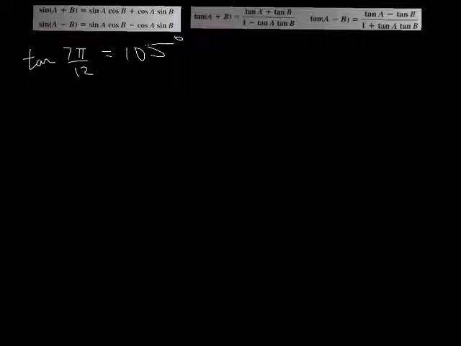You learn these little tricks as far as what 7 pi over 12 is. Alright, so it's a 105 degree angle. If that's the case, I need to find two angles added together to get me 105 that I know pretty well.